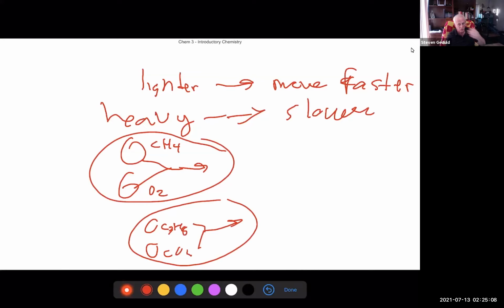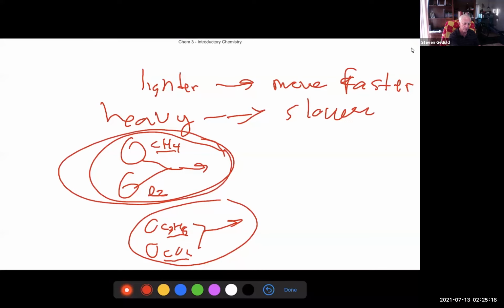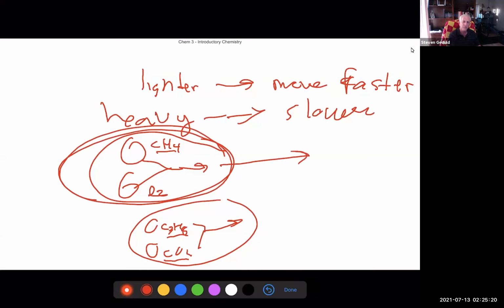Okay. Which ones are lighter? This is 3 carbons, 8 hydrogens. This is 1 carbon. This is 2 oxygens and 1 carbon. So these are much lighter, so these are going to mix together faster. They're going to move faster. They're going to mix or effuse together quicker. The lighter it is, the faster it's going to move. The heavier it is, the slower it's going to move. So tell which one's going to mix quicker.